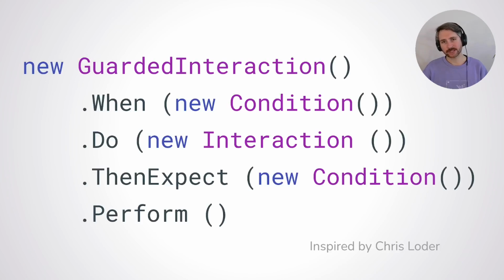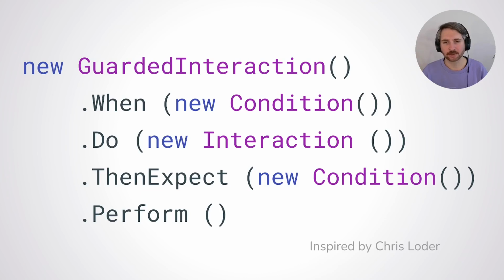The way I address this is actually simple. I use a pattern I call guarded interactions. It's a class that wraps around an interaction and takes a pre-condition and a post-condition. This is something that has been inspired by Chris Lauder, a regular speaker at test automation conferences. The idea is actually quite simple. Before the interaction can be performed, a precondition needs to be fulfilled. And after the interaction has been successfully executed, a postcondition is also expected to be fulfilled.